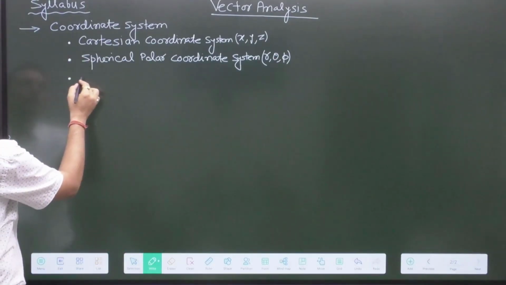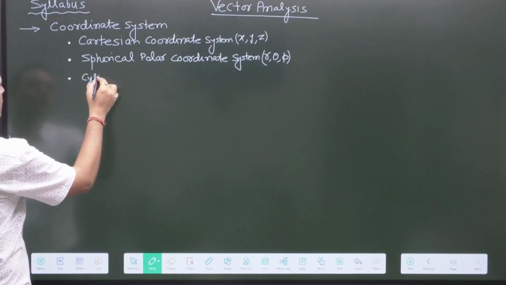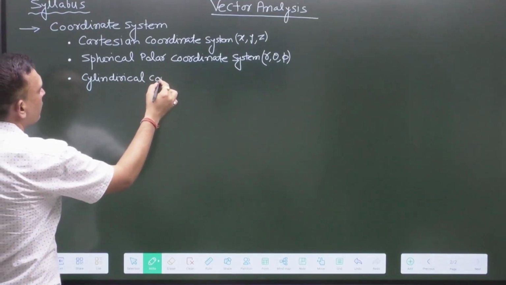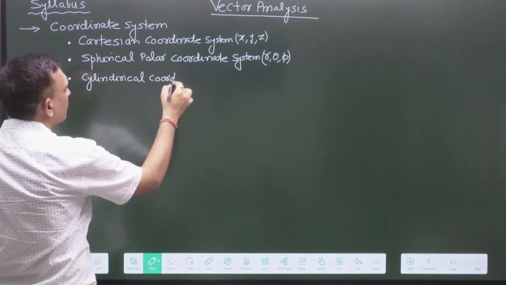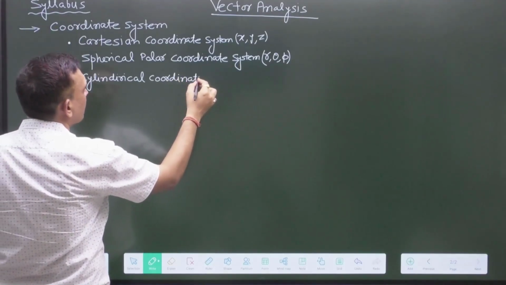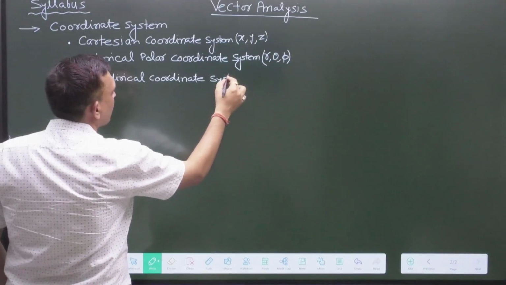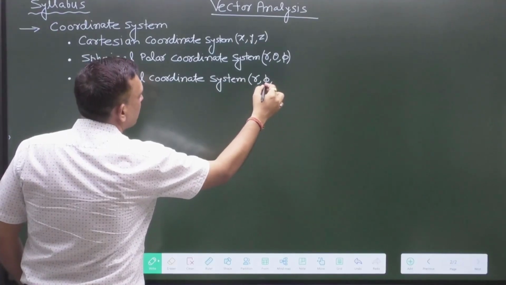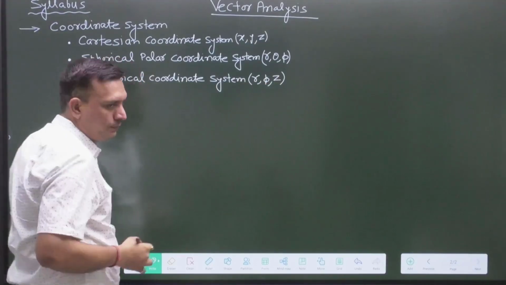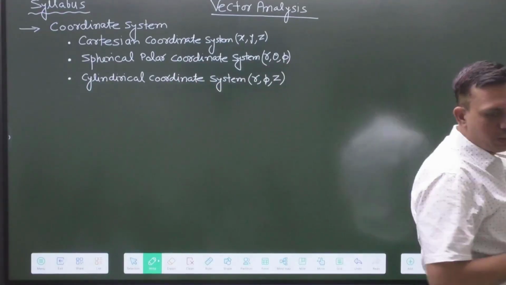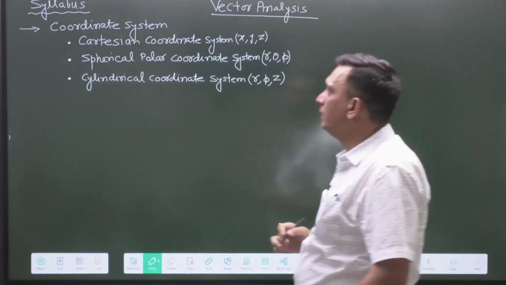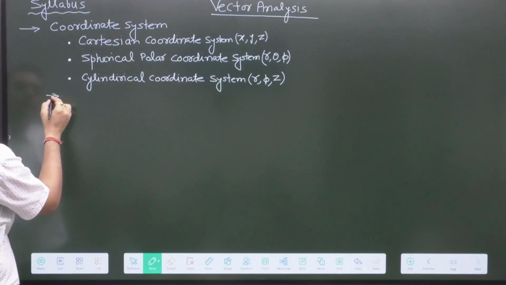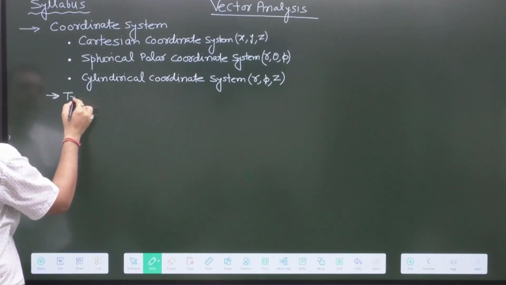Then we will talk about cylindrical coordinate system. Here coordinates are r, phi, z. So first we will define these coordinate systems. And in this we will also talk about transformation of a vector from one system to other system.